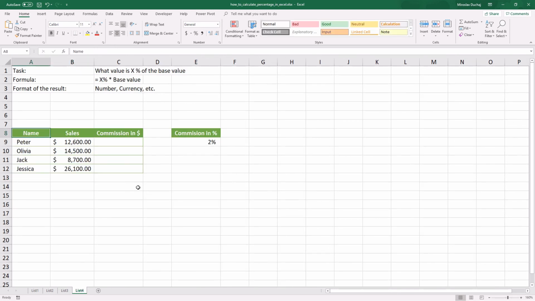In our last exercise, we will calculate what value is x% from our base value. It's really simple. We have 4 people with table of their sales and we know percentage value of their commission. We want to calculate the commission in dollars. First, set active cursor into the cell we want to have result, then write equal sign and enter commission. Don't forget to press F4 key, so we want to copy the formula and multiply it by sales. Then just copy the formula and result is in accounting format.